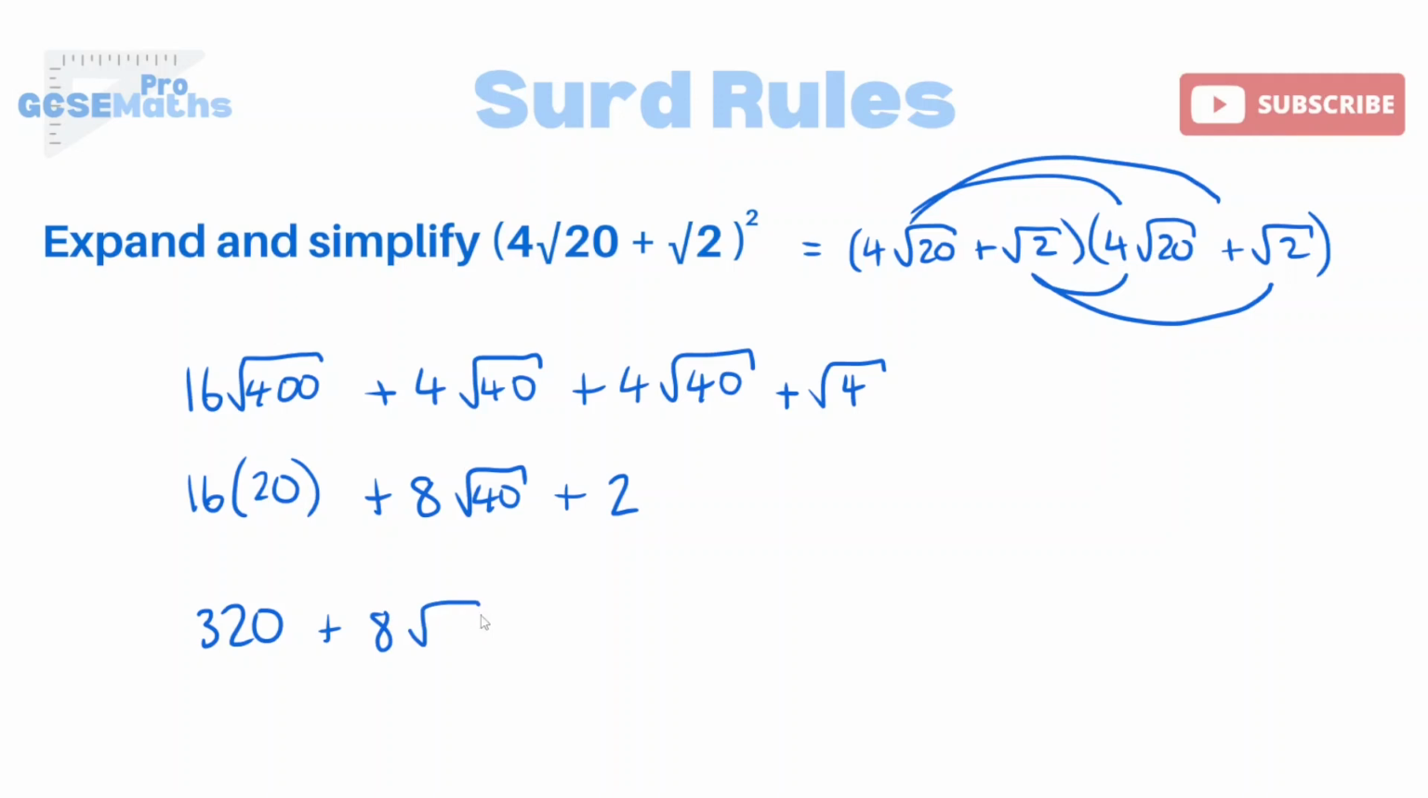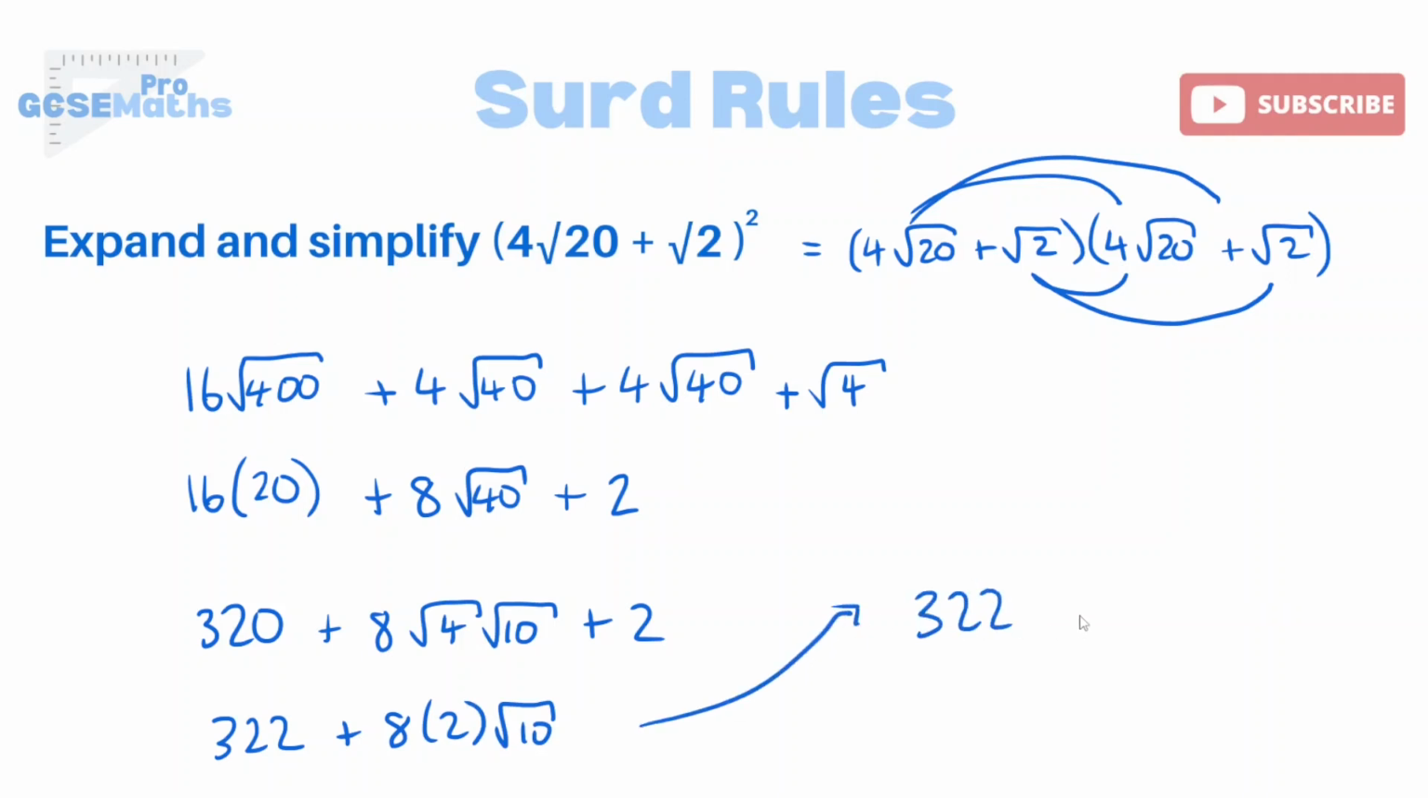Well, we know that 4 obviously goes into 40 as a square number, times by 10, plus 2 at the end. Next row, well, these are both whole numbers, so I'm going to add those together to make 322. And then we can square root the 4 to make 2 root 10. And so our final answer is 322 plus, obviously here, 8 times 2 is 16, root 10. So you can see that this one did simplify quite nicely. We ended up with 2 terms left over.